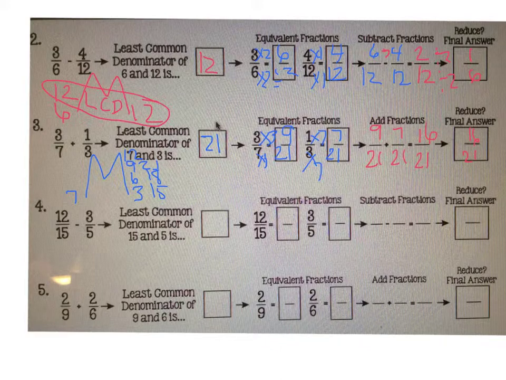So now let's look at the bottom two, but this time instead of doing our big M, we are going to model it. So we have 12/15 and 3/5. We know that we can model 12/15 by drawing our 12/15.